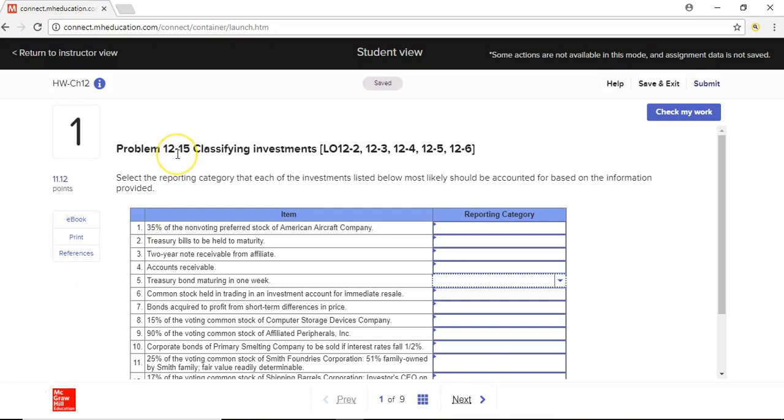Problem 12-15. The question: select the reporting category for each of the investments below. The first investment says a parent company purchased 35% of the non-voting preferred stocks of investee company, American Aircraft Company.